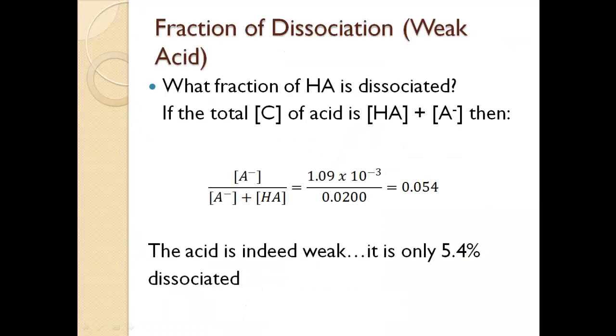So now what if I wanted to ask you, what's the fraction of dissociation of that weak acid? This is easy because this is just a percent. So you take the concentration of A minus, the conjugate base, which we found is 1.09 times 10 to the negative 3, and then you divide it by the concentration of the original solution, 0.02. If you do that, you get 0.054. So this acid is indeed really weak. It only dissociated 5.4%. Obviously, I just multiplied that 0.054 times 100.